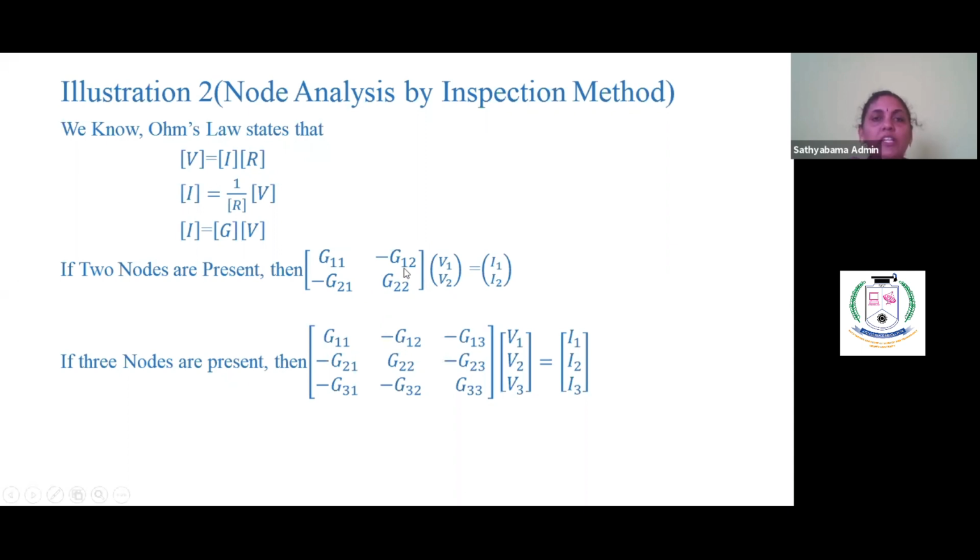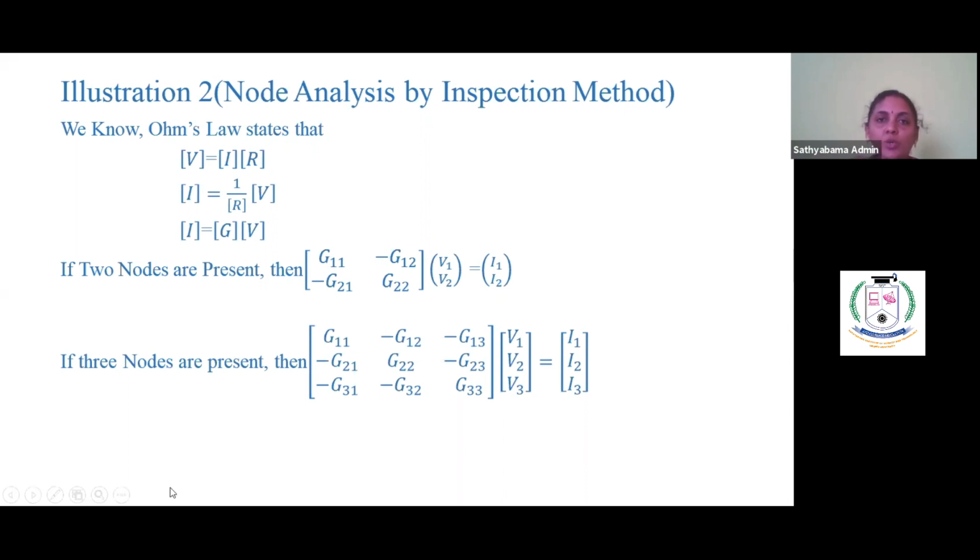G12 is going to be the conductance connected between node 1 and node 2. In the same way, G21 is the conductance connected between node 2 and node 1. G22 is the total conductance of node 2. So whatever is the resistance connected there, you will write just the inverse of it.